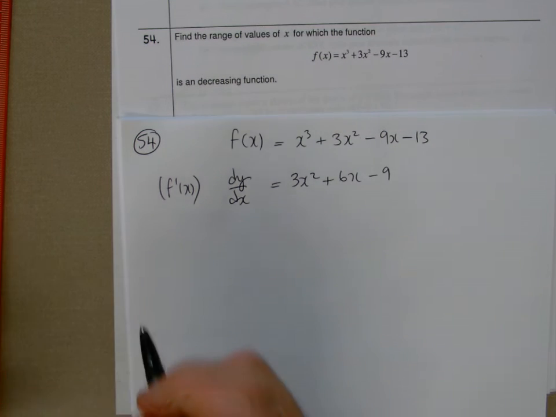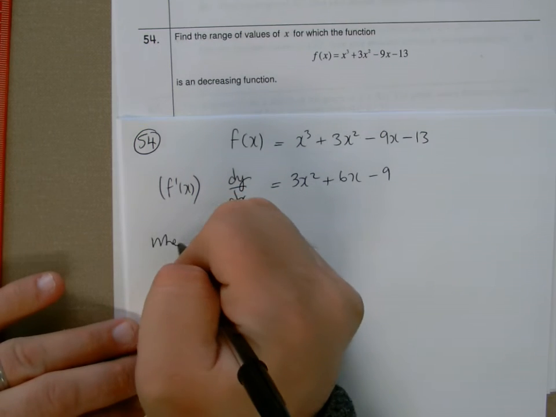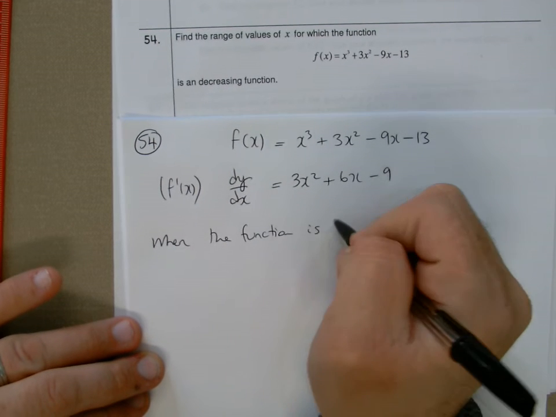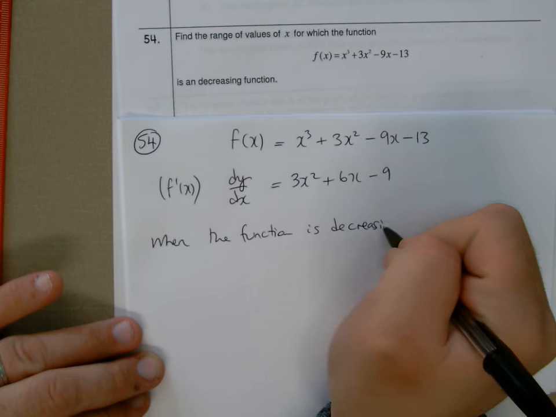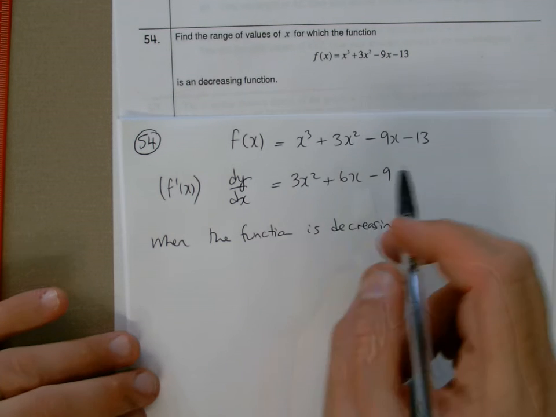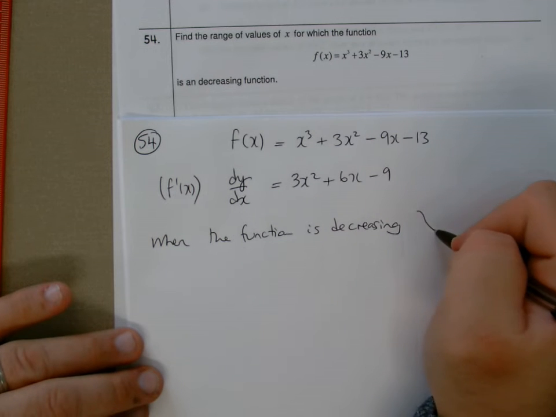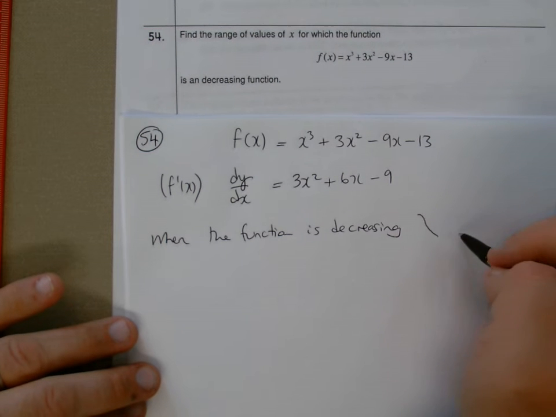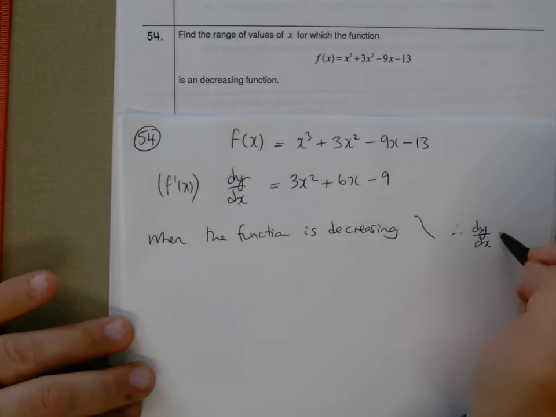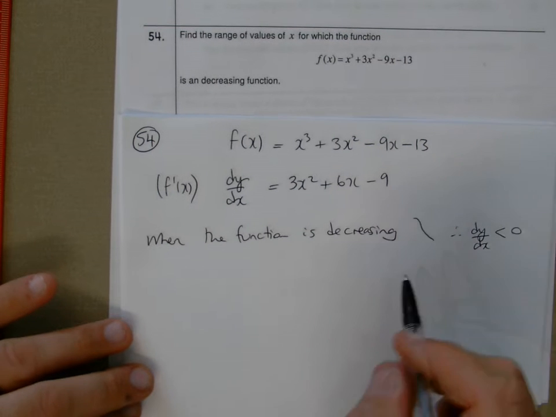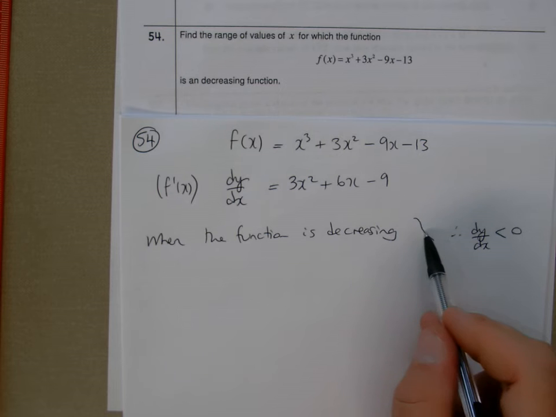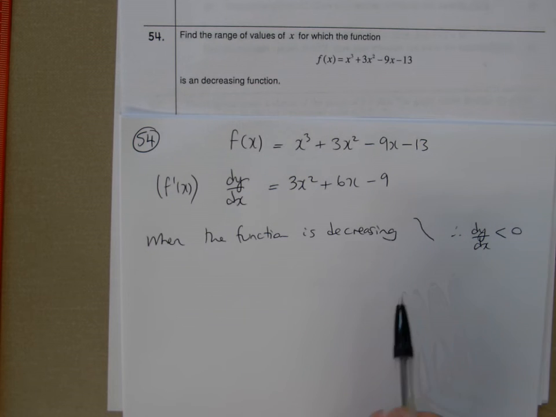Okay, now when the function is decreasing, we can think about what's going on with the graph of it. And of course, the graph then would be going downwards, wouldn't it? Because it's decreasing, it's going downwards. So therefore, dy dx, the gradient will be negative, won't it? Okay, so that's key there to the understanding here. Function is decreasing, the gradient is going to be negative.